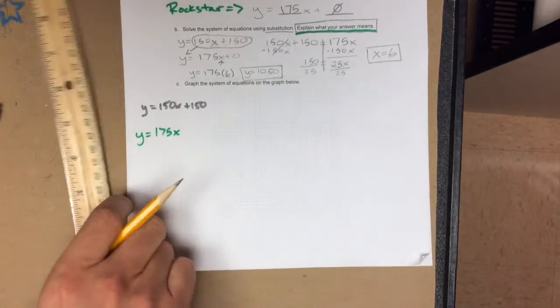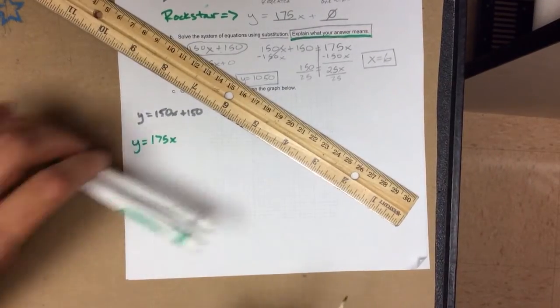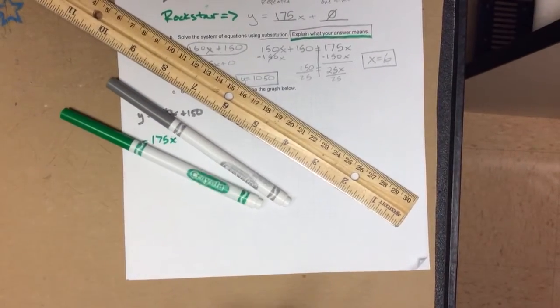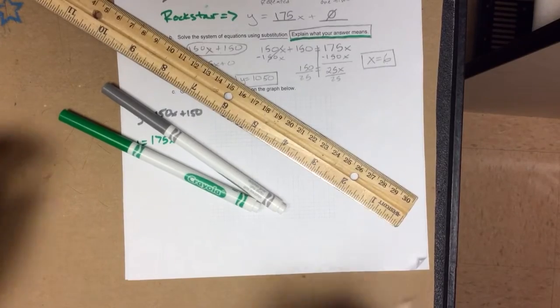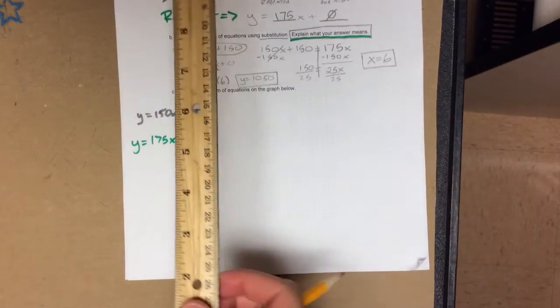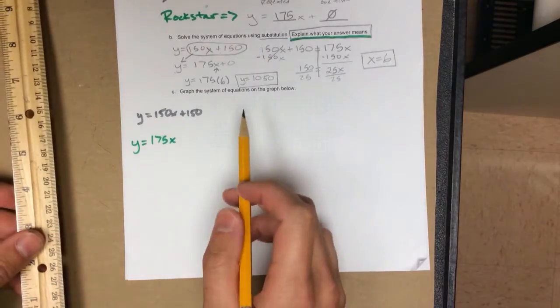So in order to do this, things that you're going to need: a ruler. You're going to need a marker of one color and a marker of another color. Colored pencils are just fine. These are the tools that we're going to use. Okay, so we're going to graph our system of equations.